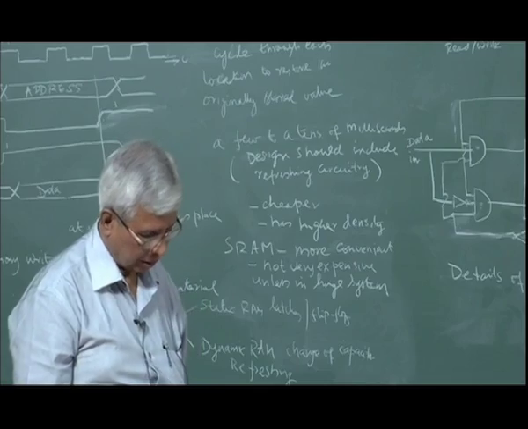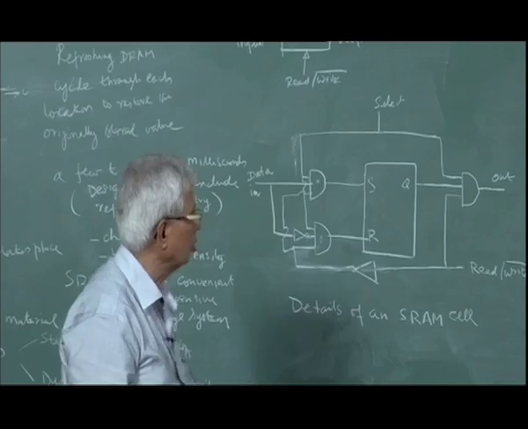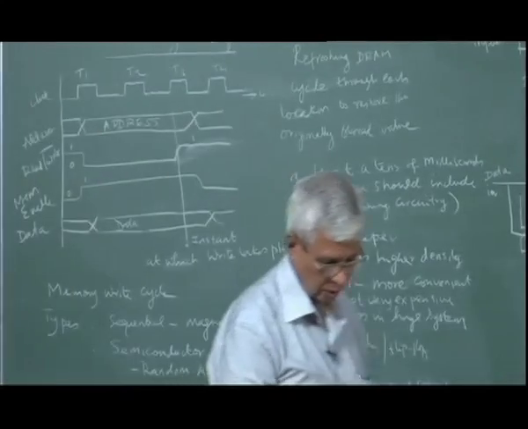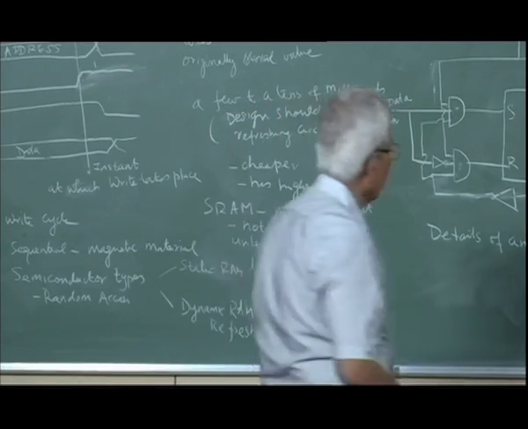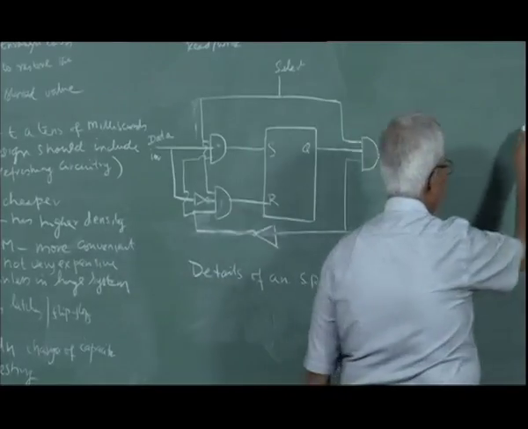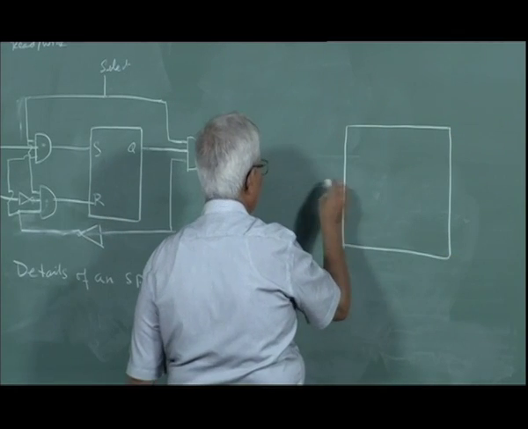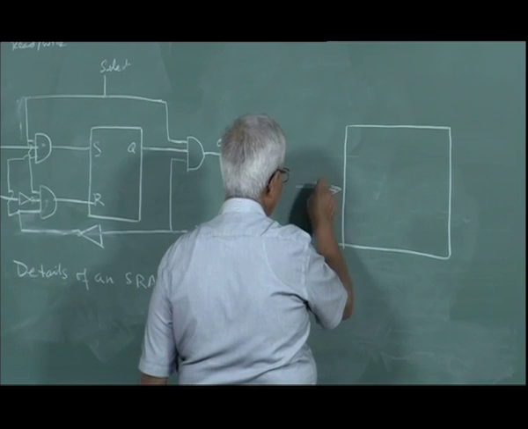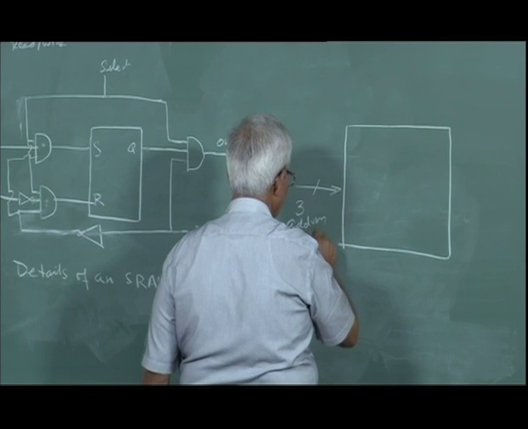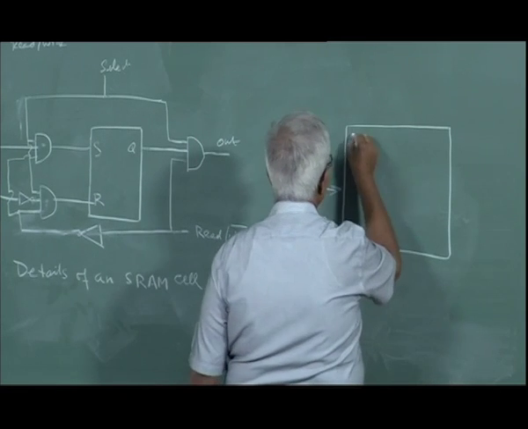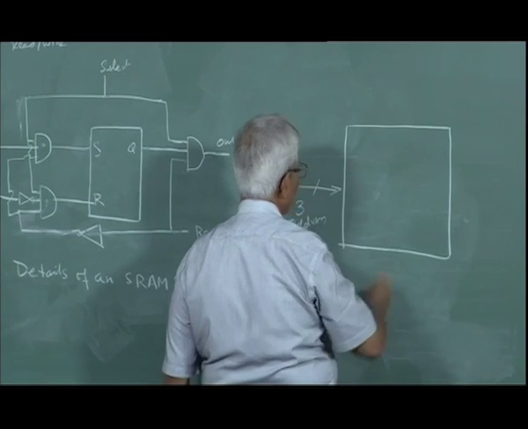What is inside an SRAM cell? And like this, many cells are there in a memory. How is it organized? First of all, for example, let us say the memory has 3 address lines. There are 8 locations, and then let us say 4 data inputs.